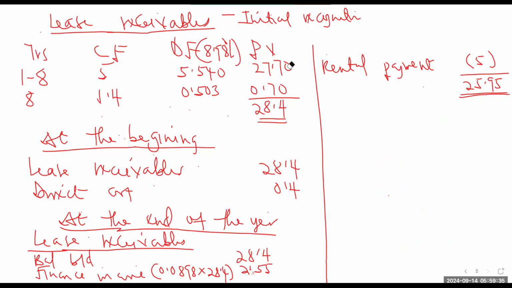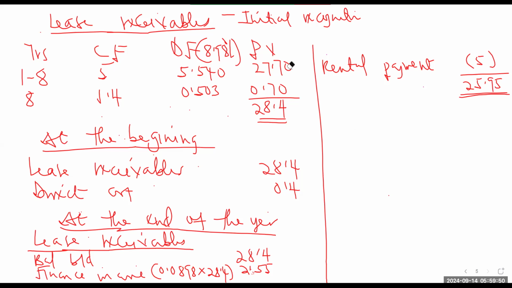How do you find that? You find your interest for the next period, then you subtract it from the rental payments. So the interest is the interest component. What will be the principal component? You calculate that. Let's come to the statement of profit or loss. What are we going to be showing?